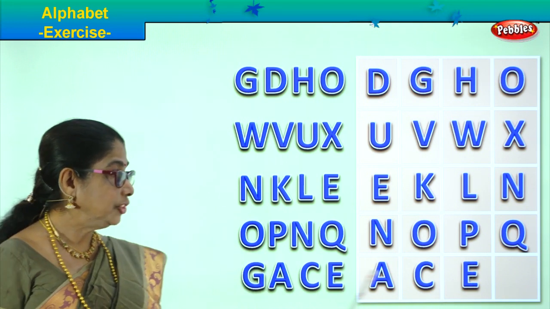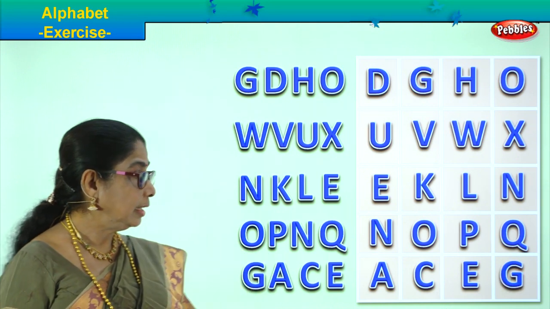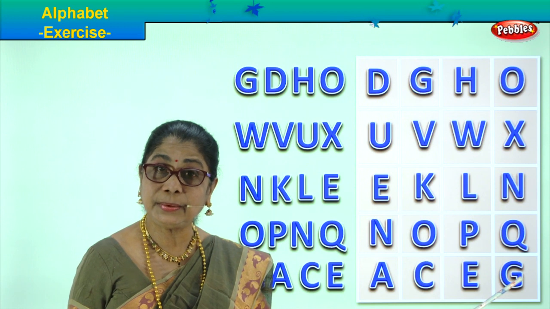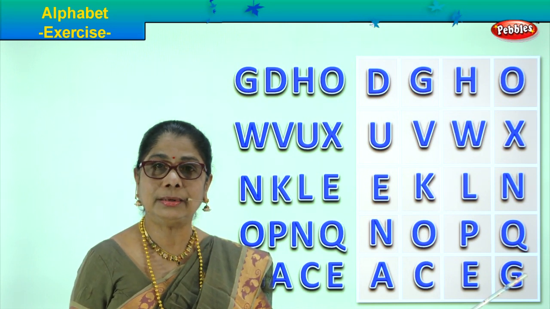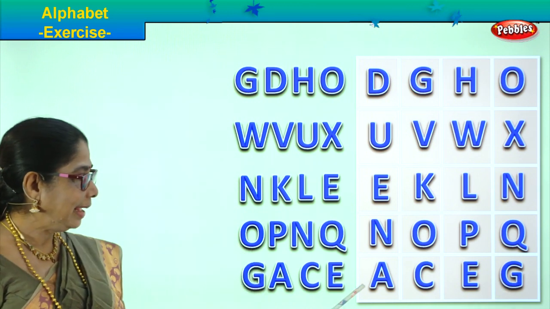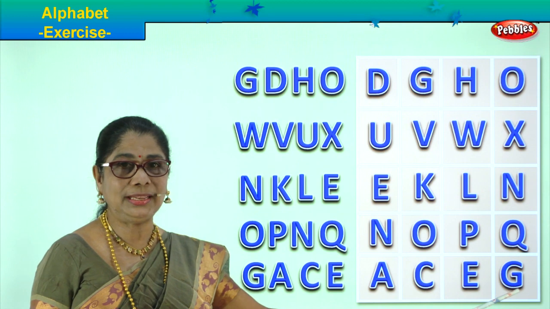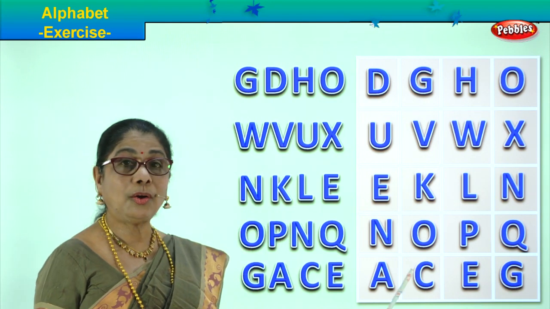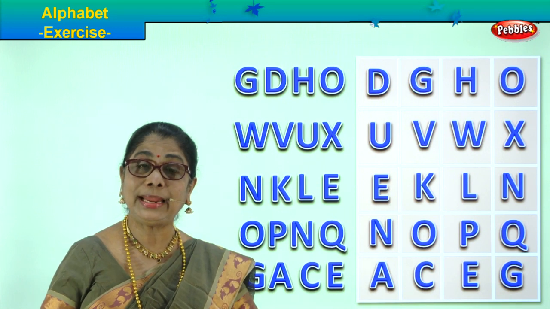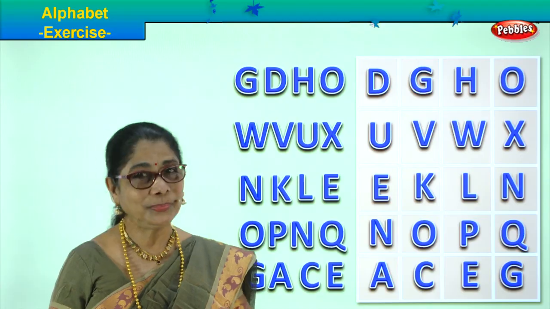And finally we have G here. No F. But we have G here. So we put letter G here. G. Girl. Read it. A, C, E, G. Are you happy? We went through all the letters. All the five rows. We put all the letters in correct order. Did you enjoy? Good.